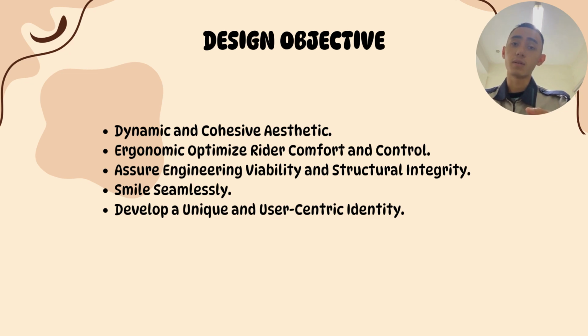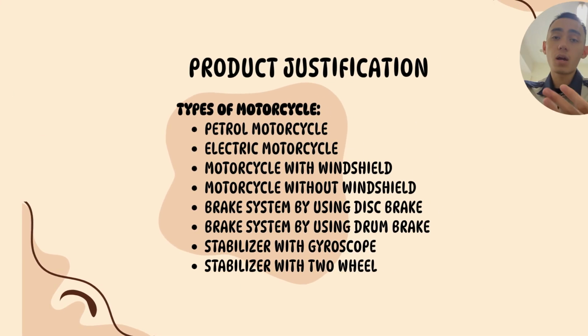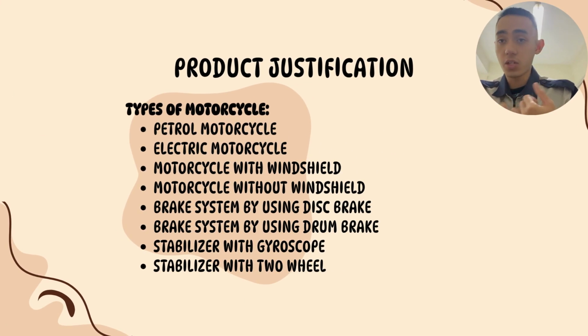And the last point is to develop a unique and user-centric identity. This means creating a unique look using specific elements like the color and material that make the brand stand out and make the owner feel proud to own the bike. I will show about product justification.